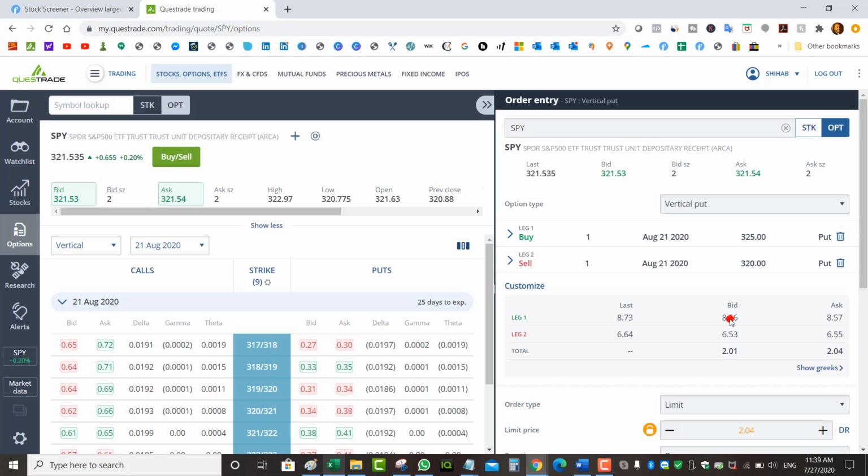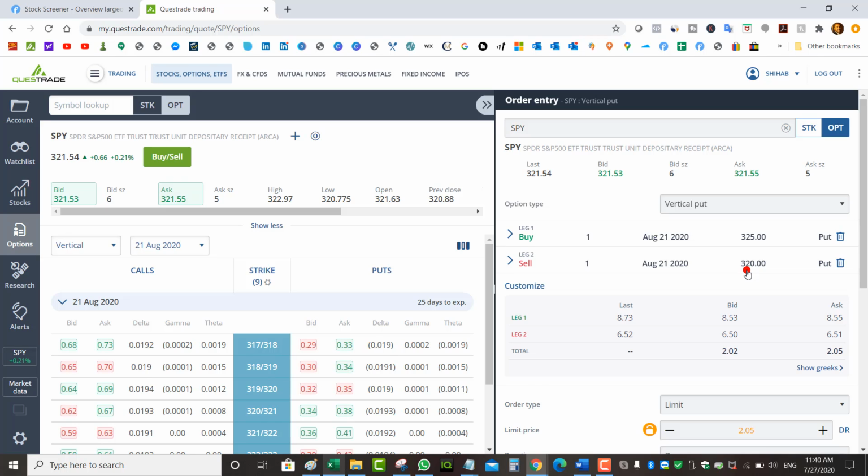But my assumption is the same. My assumption is the stock will drop. So how do I make money from this? The stock has to start dropping, and at expiration, it has to be below 320. And if it's below 320 at expiration, my max profit once again is the difference of the strikes minus what I paid. So my max profit on this one would be $3, and it is achieved if SPY is trading below 320 come expiration.